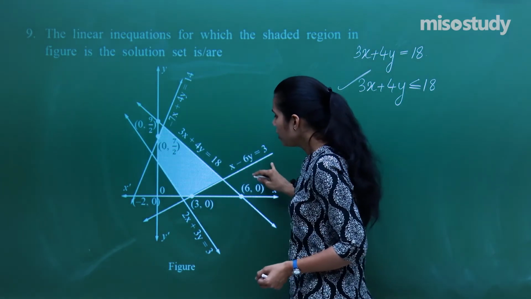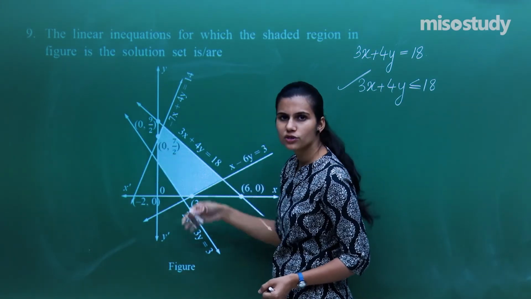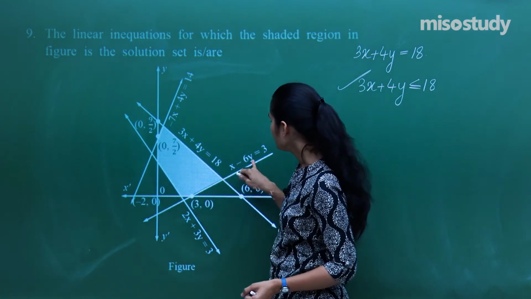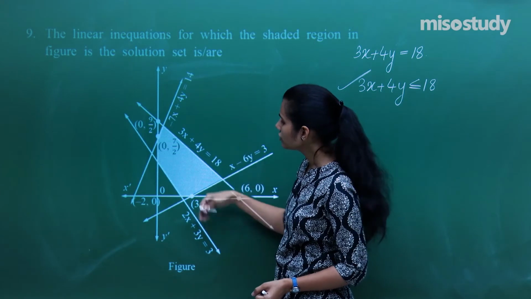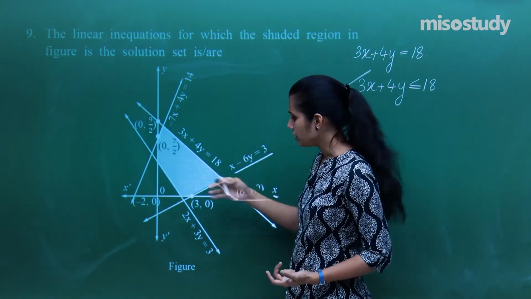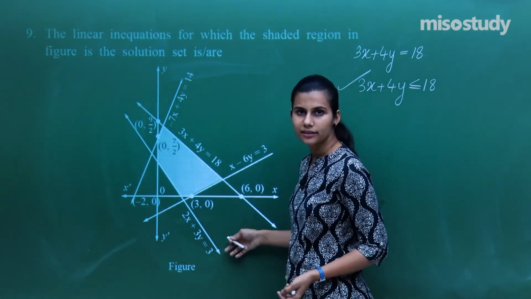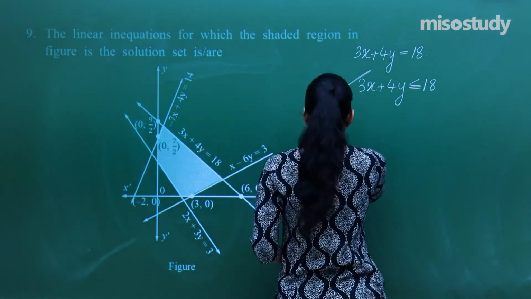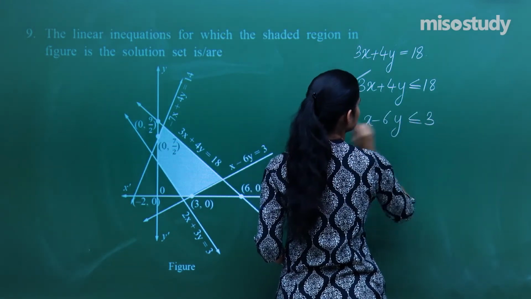Now this is again dividing the entire plane into two halves. One contains origin, one does not contain origin. When I put origin 0, 0 here, I get 0 minus 0, which is 0, and 0 is less than 3, right? So the region containing origin is represented by x minus 6y less than or equal to 3. The region not containing origin, this region, is represented by x minus 6y greater than or equal to 3. I don't want this region, I want the other side of the region. So it will be x minus 6y less than or equal to 3.